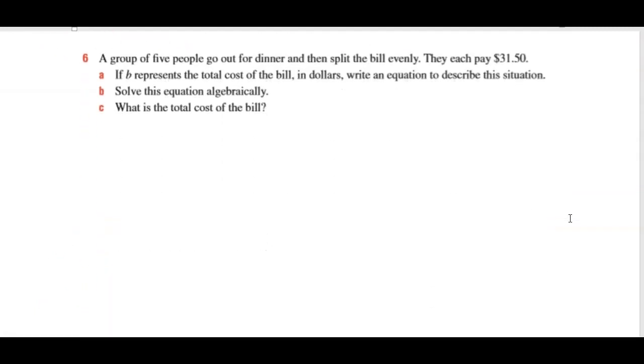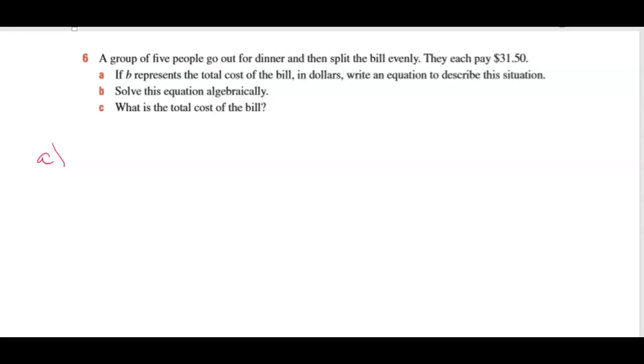All right, question 6. A group of 5 people go out for dinner and then split the bill evenly. They each pay $31.50. Oh, why am I rushing and making mistakes? I don't know why I wrote B. I think because I was reading, if B represents, we're doing question A. If B represents the total cost of the bill in dollars, write an equation to describe this situation.